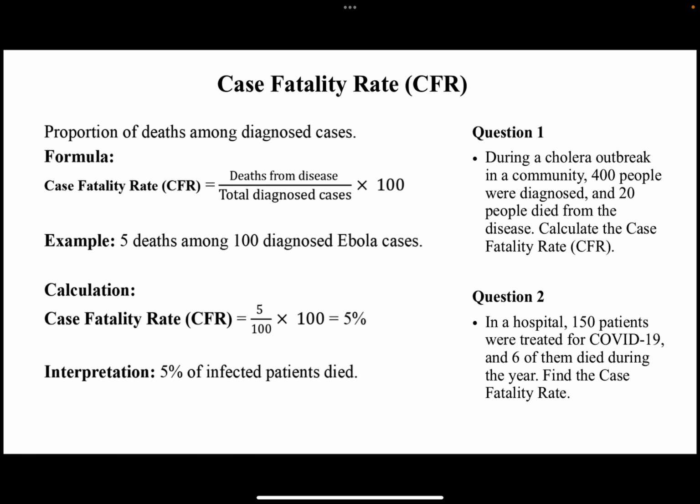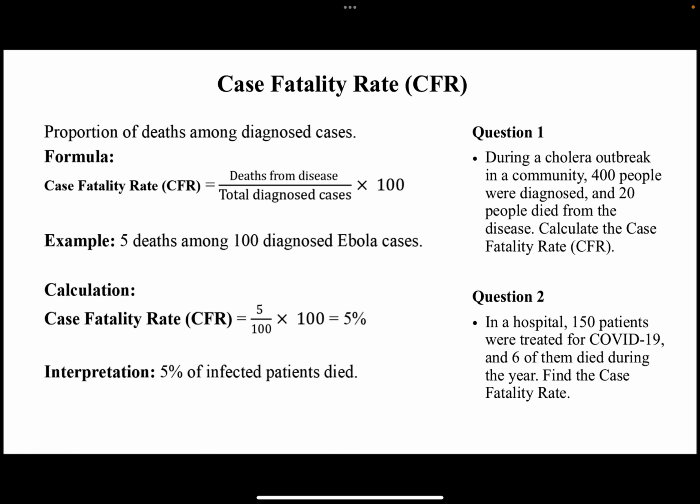Okay, so case fatality rate is the proportion of deaths among diagnosed cases. The formula is the deaths from a particular disease over the total diagnosed cases, then you multiply by 100. In measuring case fatality rate, you express your answer in percentage. Okay, so let's move on to the calculations.